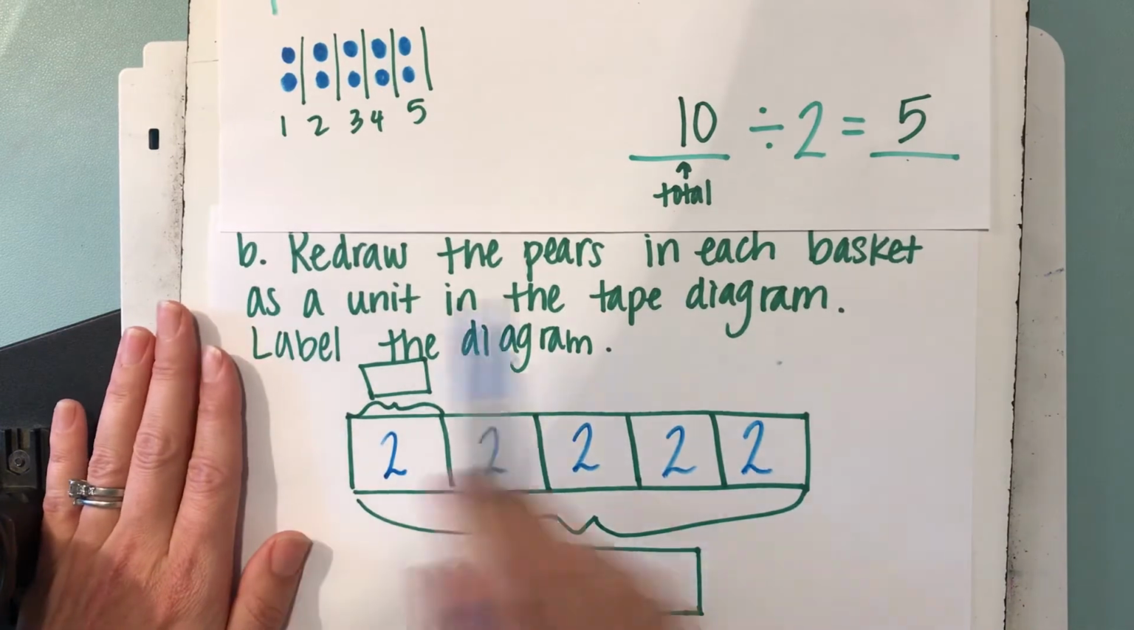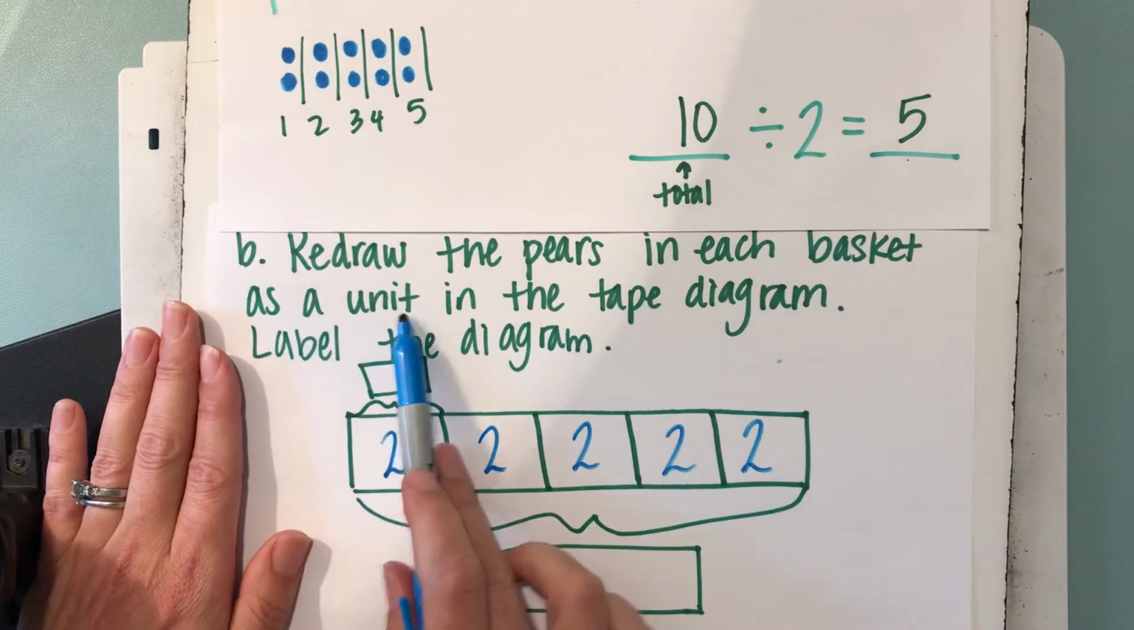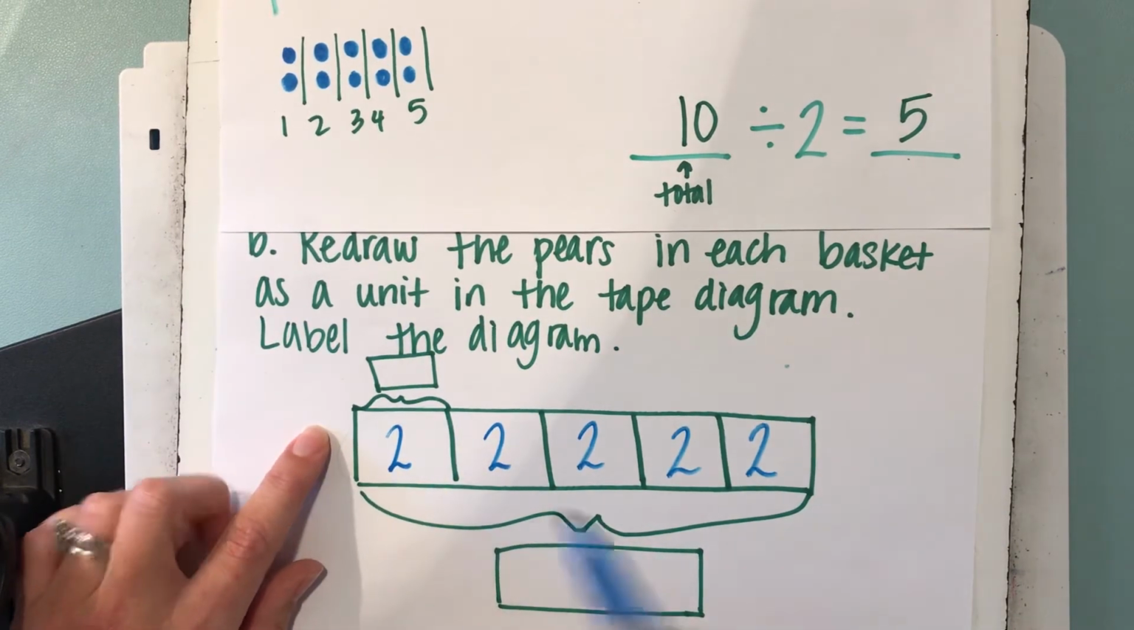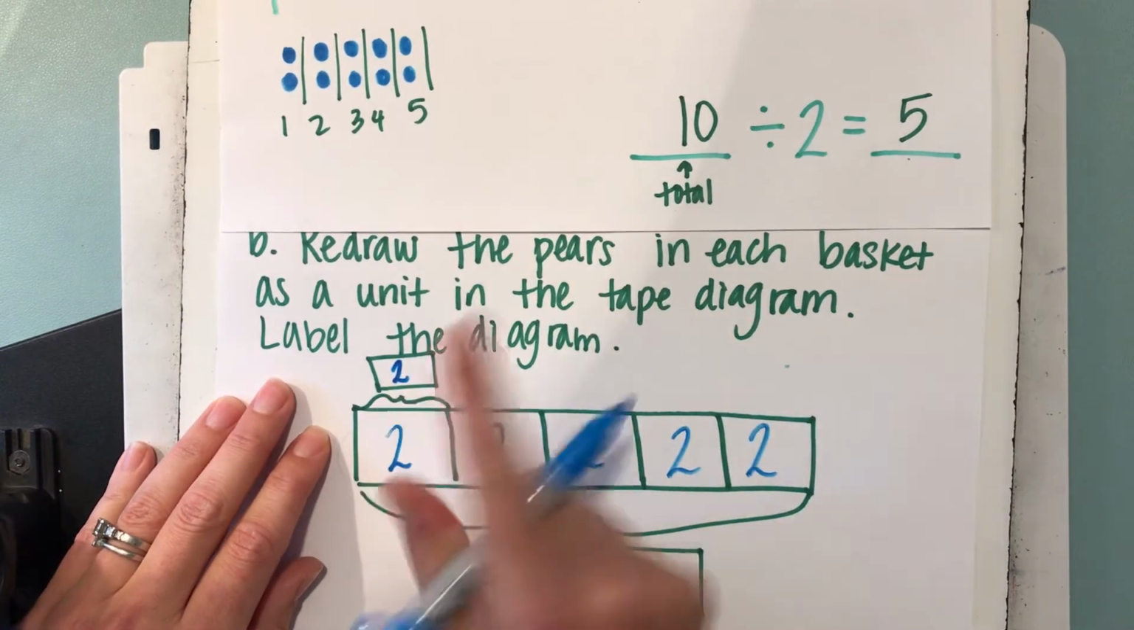Now it wants to know, it says, redraw the pears in each basket as a unit in the tape diagram. Well, what is our unit here? What is our number? Oh, it's 2, right? We know that this represents 2 pears.